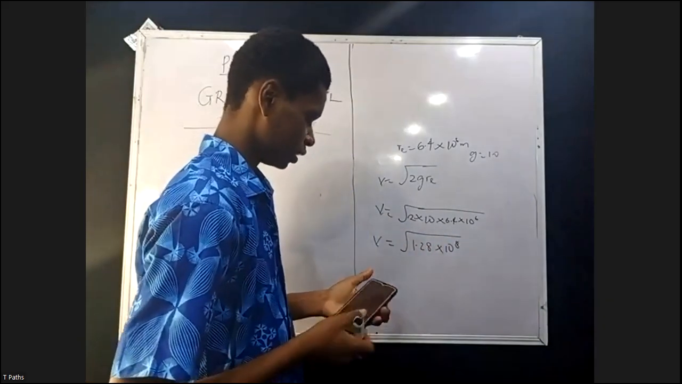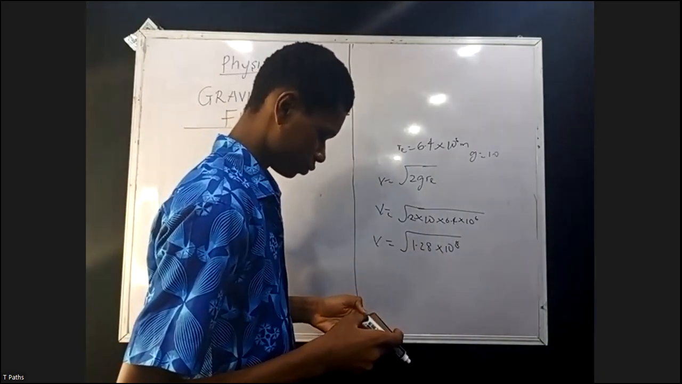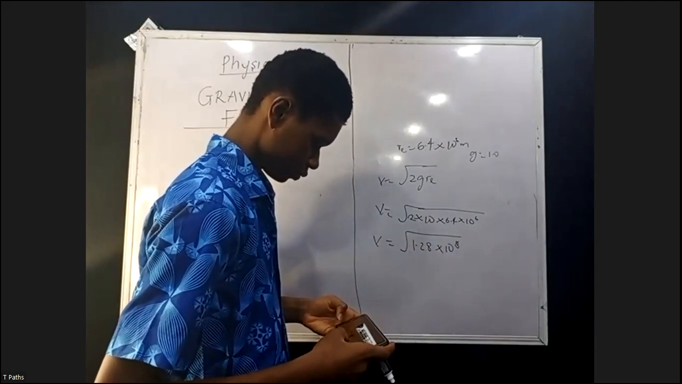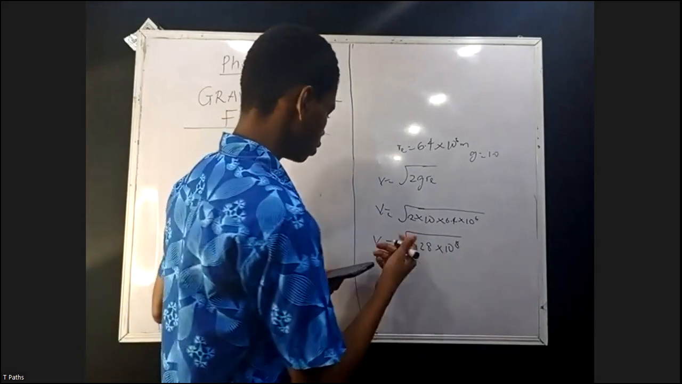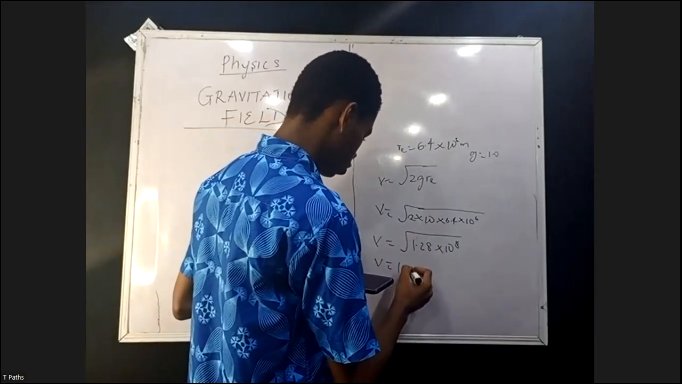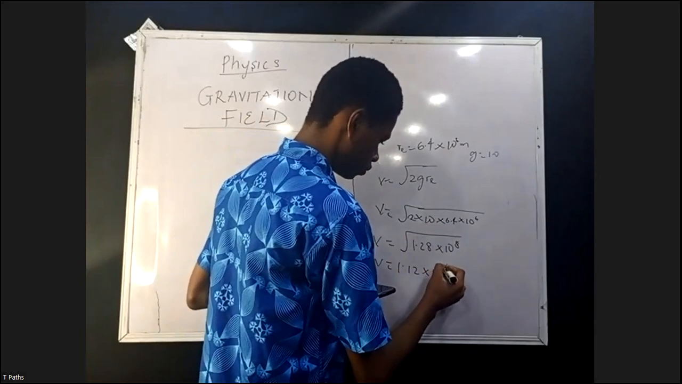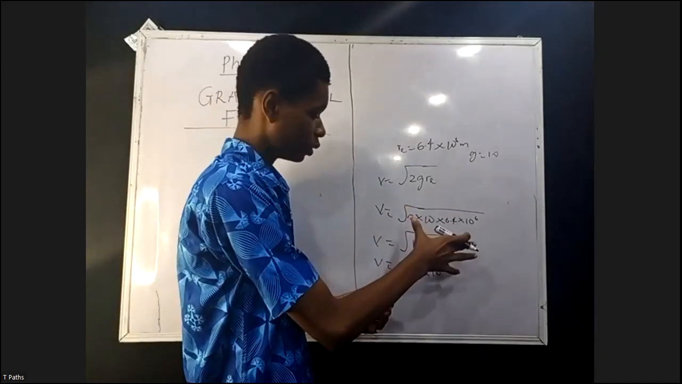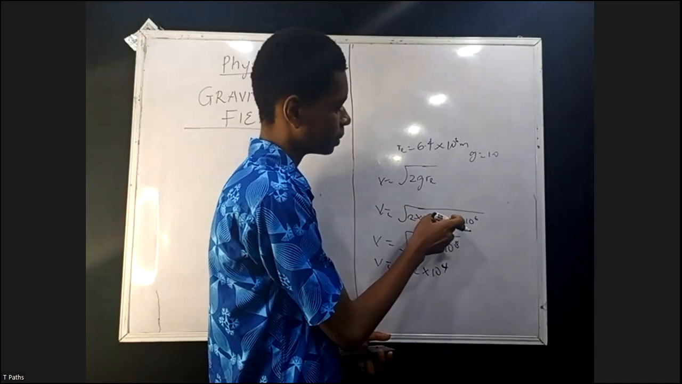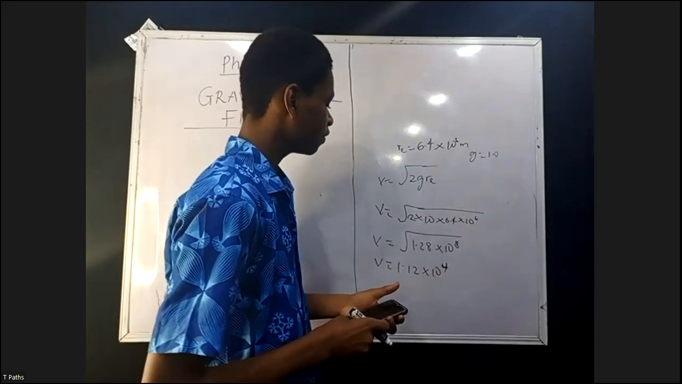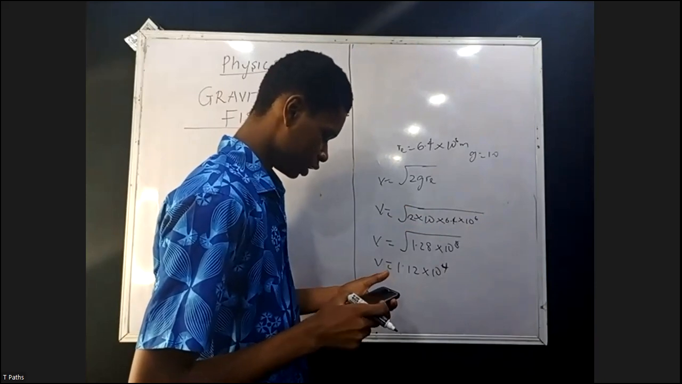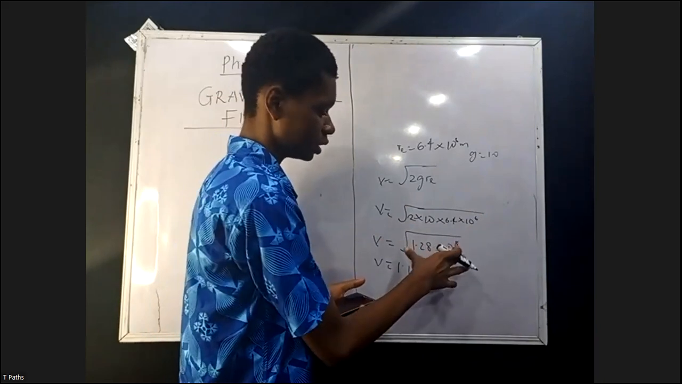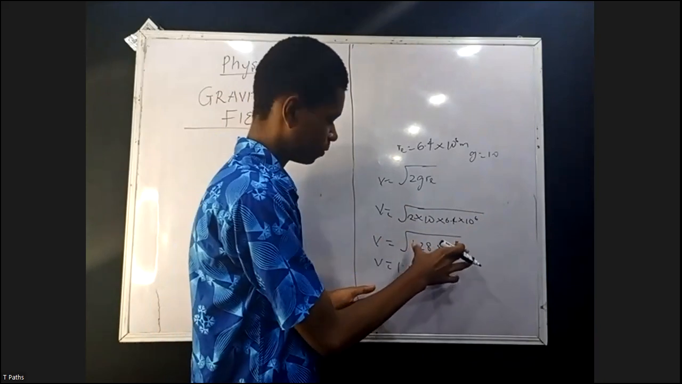So what I'm going to do here is find the square root of this, so v will be equal to 1.12 times 10 raised to the power of 4. What I did here is I simply evaluated what is here: 2 times 10 times 6.4 times 10 to the power of 6 gave me 1.28 times 10 to the power of 8. Then I found the square root of this, and I got meters per second.